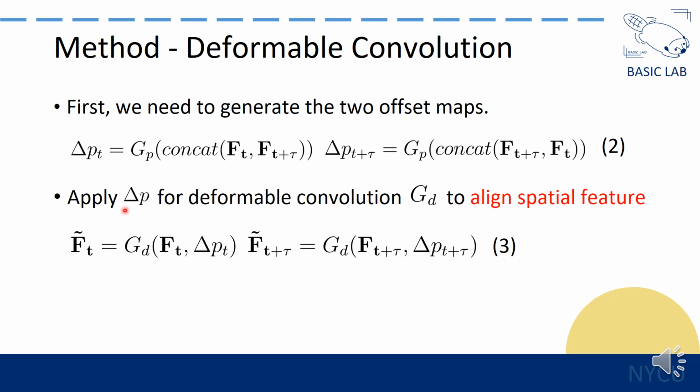In deformable convolution, our primary goal is to align spatial features effectively. The first step in this process involves generating offset maps. Delta p_t is the offset map applied to a deformable convolution for aligning the feature map at time t, and delta p_{t+tau} serves the same purpose for the feature map at time t plus tau. Then we can get 2 alignment features, f_t tilde and f_{t+tau} tilde, after the deformable convolution.